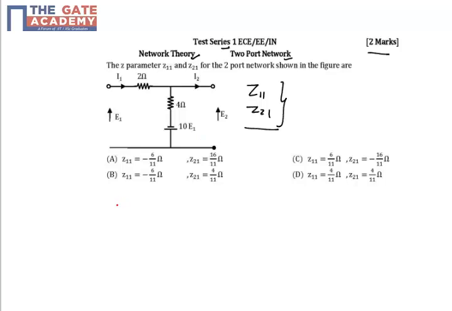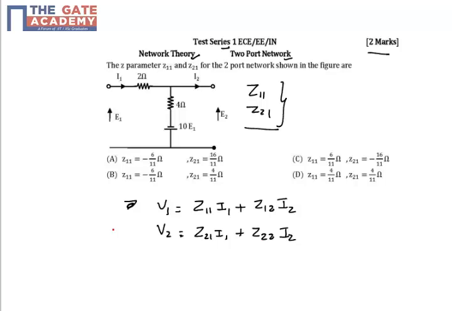So in case of Z parameters, the relationship between voltage and current is as follows. V1 is equal to Z11 I1 plus Z12 I2 and V2 is equal to Z21 I1 plus Z22 I2. Now if you want to calculate the value of Z11, so your Z11 will be V1 by I1 keeping I2 0.